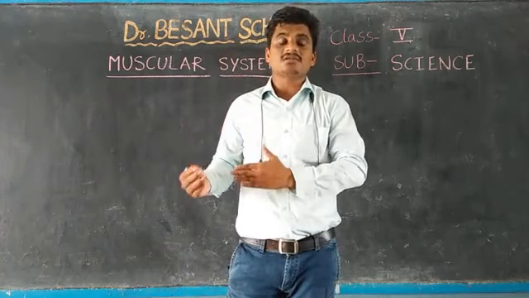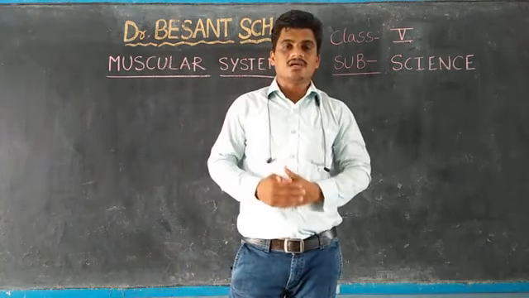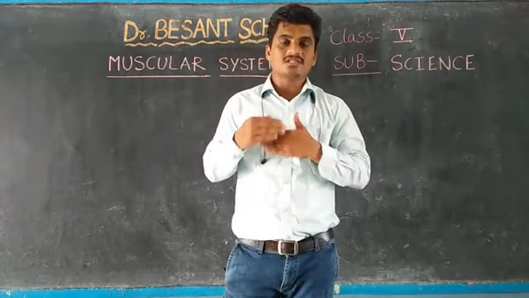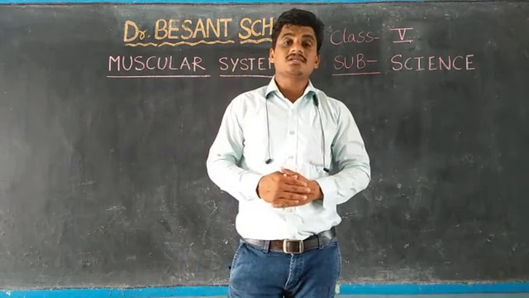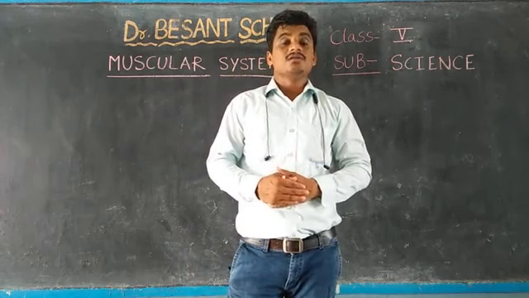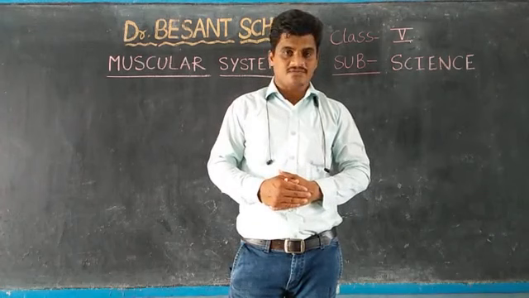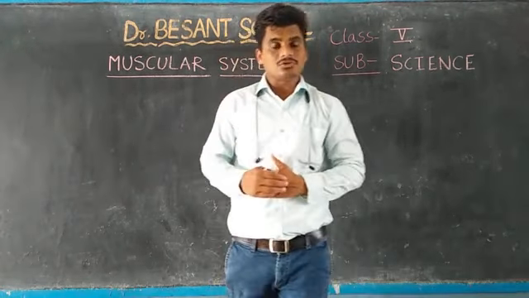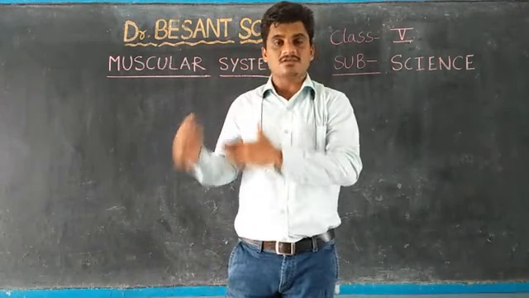Whereas the third type of muscles, they are cardiac muscles. These cardiac muscles are only present in the heart. They work continuously throughout the life. With the help of a model, I want to show you the three kinds of muscles.